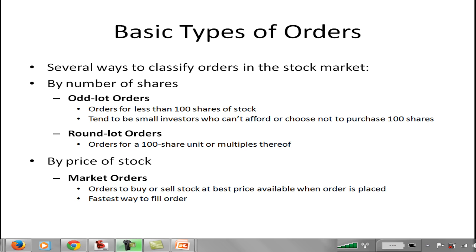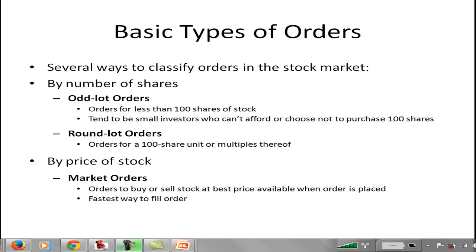Odd lot orders actually come into play in technical analysis because a lot of people will watch what's happening with the odd lot orders, because they can see what small investors are doing. And the assumption in technical analysis is that small traders, small investors, don't really know what they're doing. So if they're buying, that's a sell sign, or if they're selling, that's a buy sign.